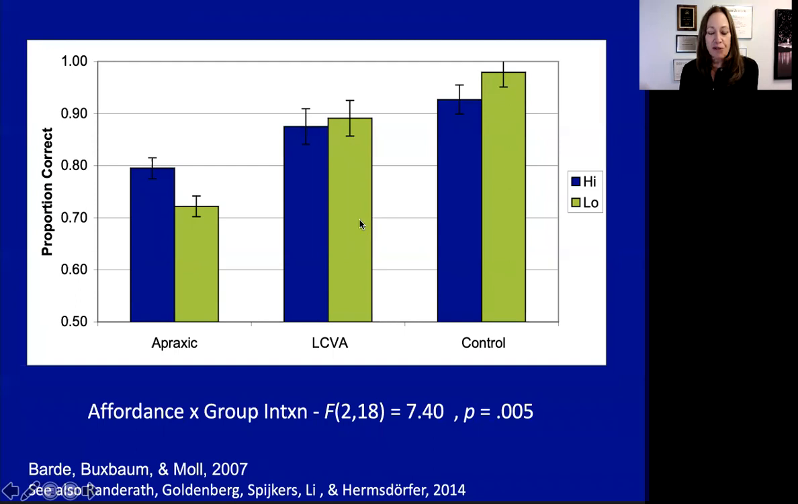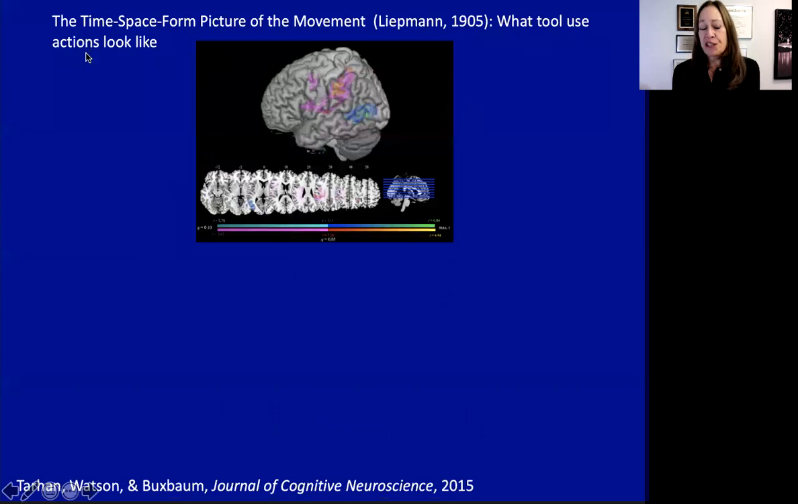Okay, so now I'm going to move on a little bit, and I'm going to talk a little bit about what are these representations that enable us to remember these tool use actions, and what part of the brain are they stored in, and what is their format? What is the nature of these representations? And based on prior hypotheses in the literature, we imagined that these were likely to be something akin to a gesture engram, which has also been called the time-space form picture of the movement, or in other words, what tool actions look like.